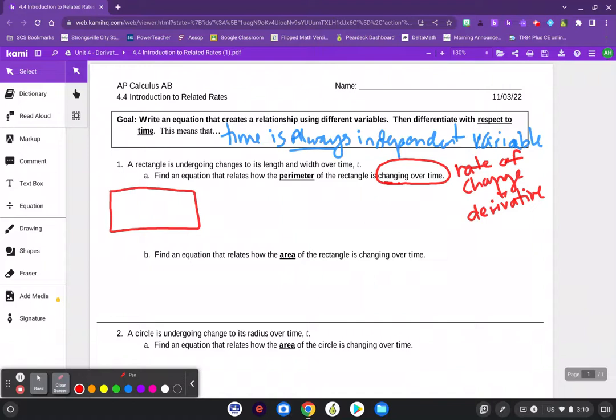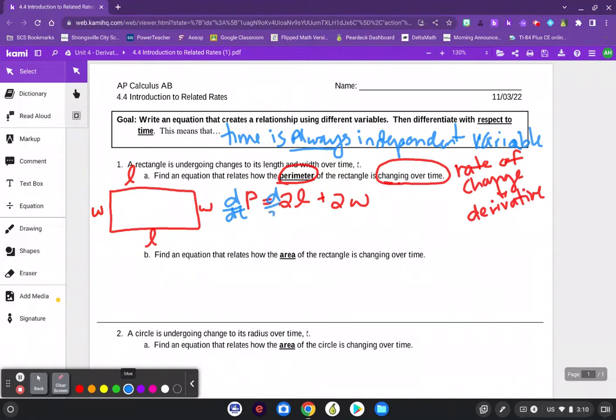After I draw this rectangle, I might write down that this would be my width, so the opposite side is width, and this is my length. I'll use a cursive L. The opposite side is my length, and we're talking about perimeter. AP expects you to know that perimeter is equal to the sum of all the sides, so I have 2 L's and 2 W's. But it says find an equation that relates how the perimeter is changing over time. What that really means is that I would take the derivative with respect to t.